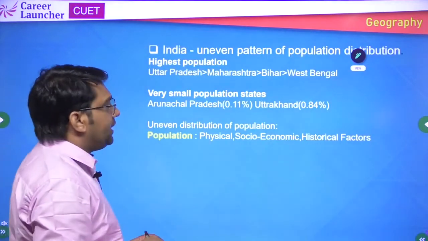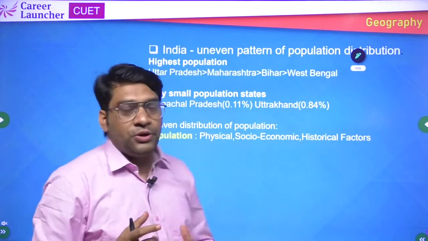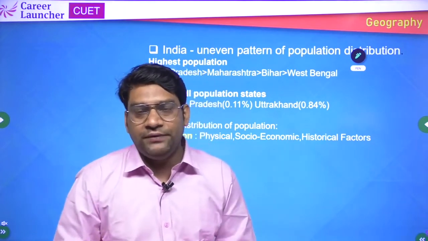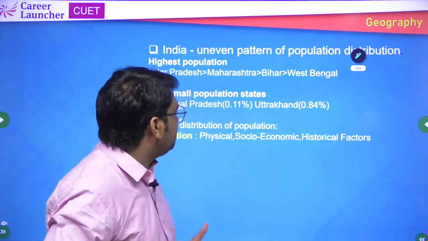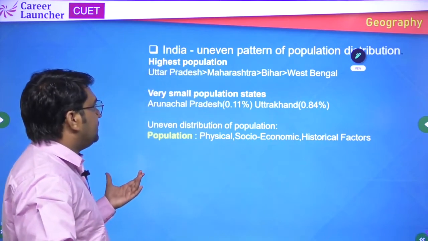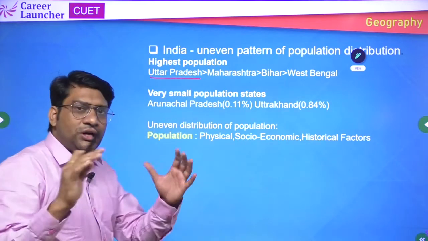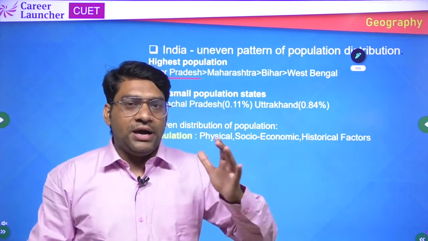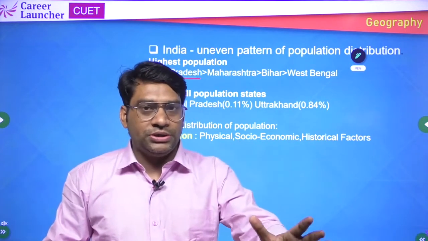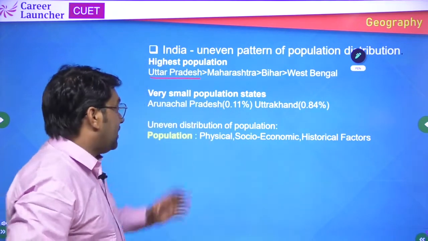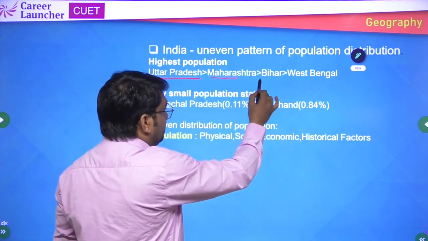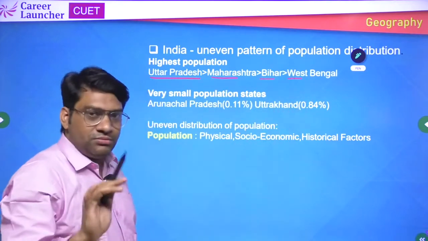Now in India we have an uneven pattern of population distribution. Population is not the same everywhere. As I told you, the highest population you will see is in Uttar Pradesh. This is the chronological order. Maybe they can ask you a question: arrange the following states from highest population to lowest. You can remember it: Uttar Pradesh, then Maharashtra, then Bihar and then West Bengal. At least you should remember the four largest population states in our country.